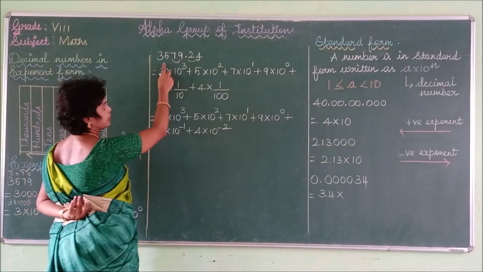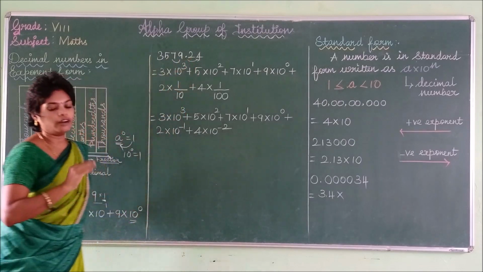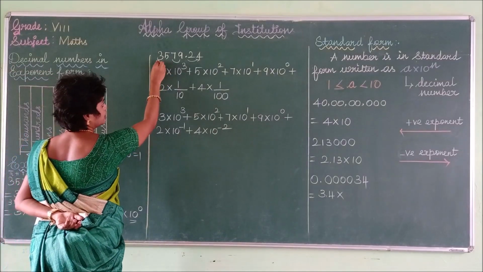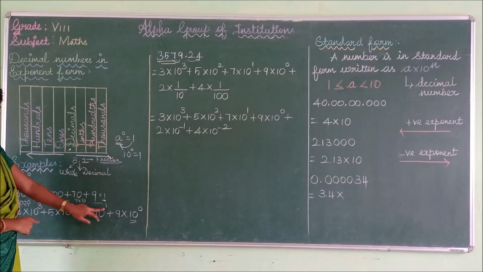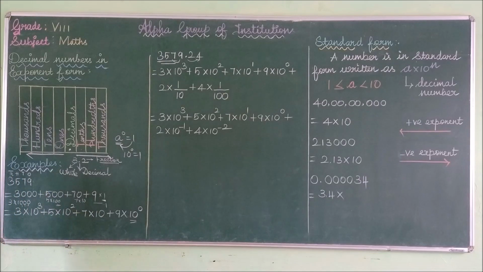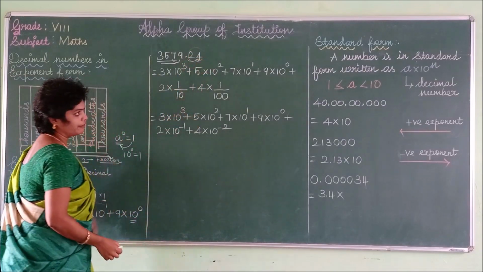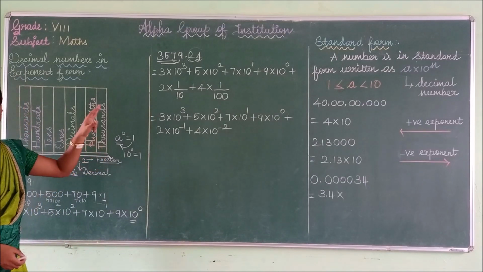So how can we read this? 3579.24, not 24, 24. For this we have already found the value. What is 3579? 3 into 10 to the power 3 plus 5 into 10 to the power 2 plus 7 into 10 to the power 1 plus 9 into 10 to the power 0. So we take that. Then how can we write the places after the decimal? After the decimal, places will be considered as tenths, hundredths, thousandths. Here there are 2 values only.